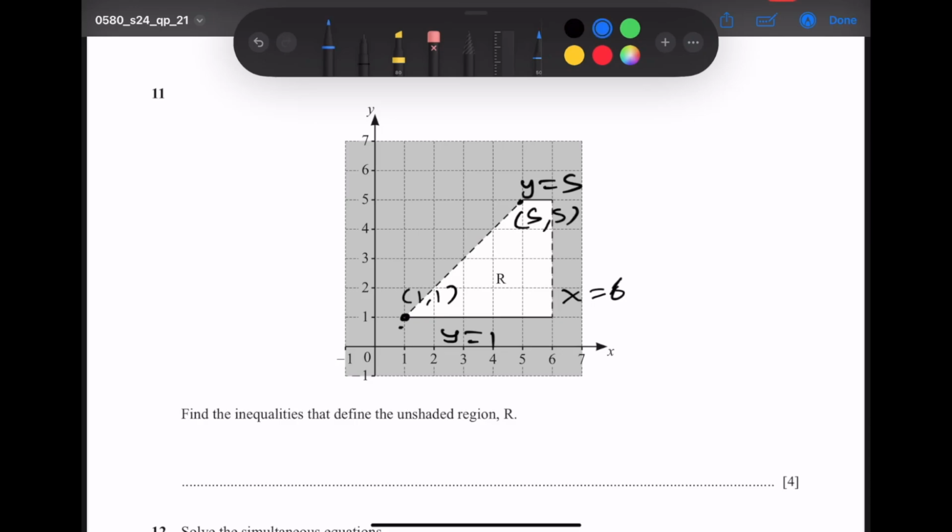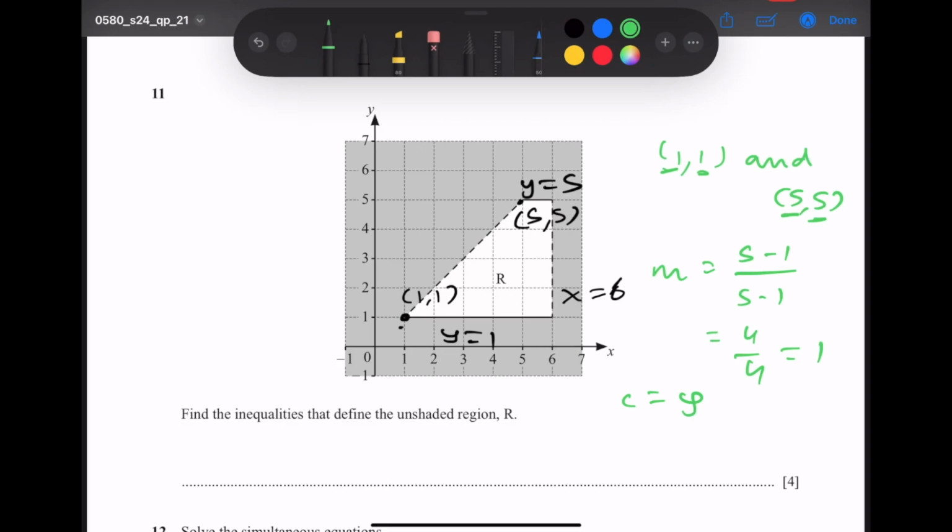So in this case 1 comma 1, sorry, I'll use a different color since I've been writing on the answers in green so far, in blue now. 1 comma 1 and 5 comma 5. So m is equal to 5 minus 1 by 5 minus 1, since m is equal to y2 minus y1 divided by x2 minus x1. So it's equal to 4 divided by 4 is equal to 1.